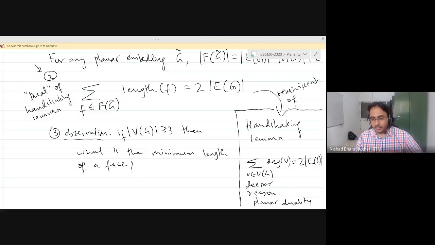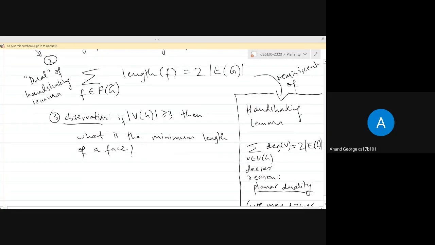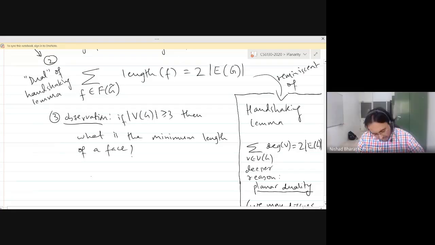Ritvik, Anand, both of you are saying 3. Okay, Anand, can you explain why? No matter how you put it, you will always have a cycle containing 3 vertices. So it will always have 3 vertices on a face. Right. So if a face is bounded by a cycle, then it is clear. The boundary is at least 3.